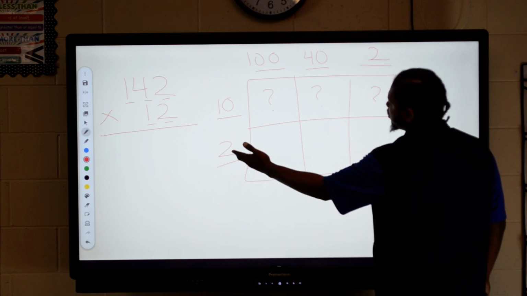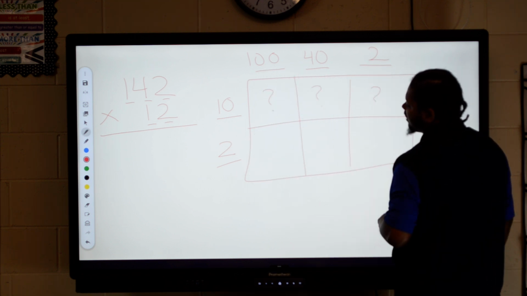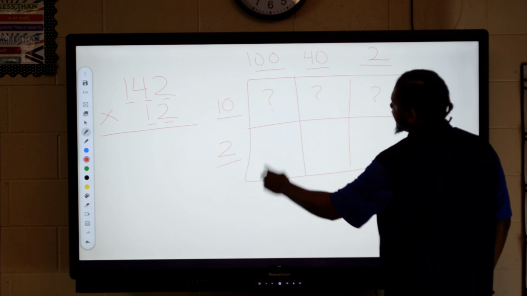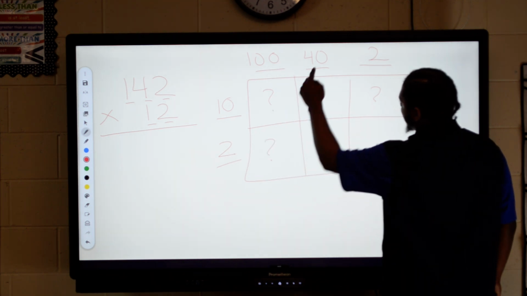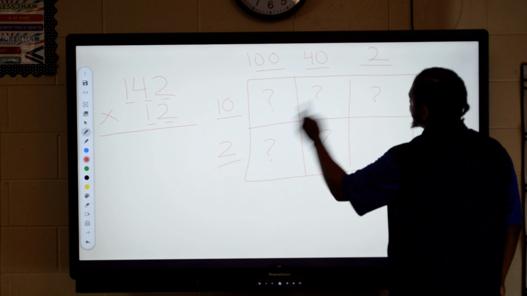Then we're going to take our 2 and multiply by everything we see up top as well. 2 times 100 goes here. 2 times 40 goes here. And 2 times 2 is 4.